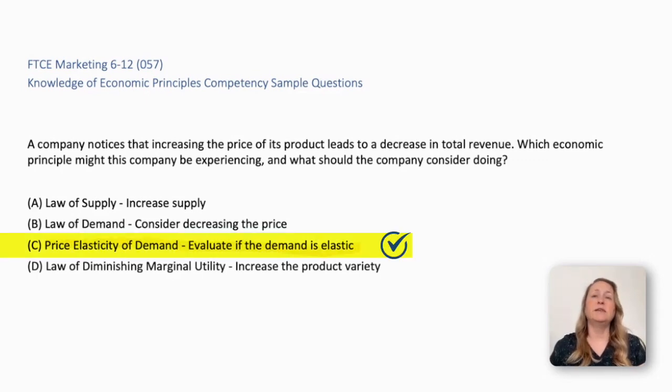If increasing the price leads to a decrease in total revenue, the company is experiencing elastic demand, where the percentage change in quantity demanded is greater than the percentage change in price. The company should consider decreasing the price to increase revenue, as lowering the price in an elastic market can lead to a proportionally larger increase in quantity demanded.